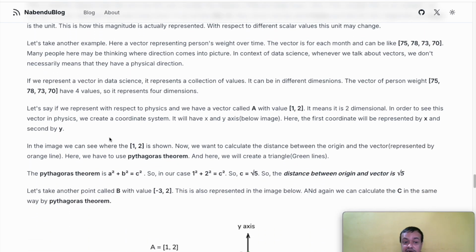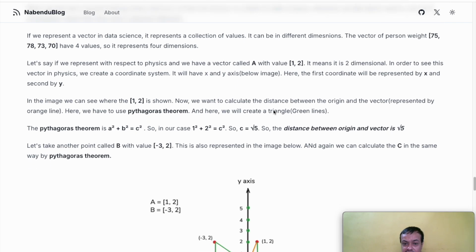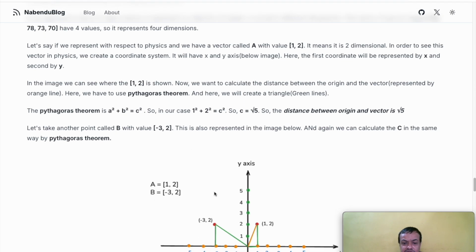Let's say that if we represent with respect to physics a vector called A with a value of 1 and 2, it is in 2 dimensions. In order to see this vector in physics, we create a coordinate system. It will have x and y axes, like how we represent it in physics. In data science, we represent it as 1 and 2 only. Here the first coordinate will be represented by x and the second by y. So 1 and 2 will be represented like this. In the image, we can see where 1 and 2 is shown.